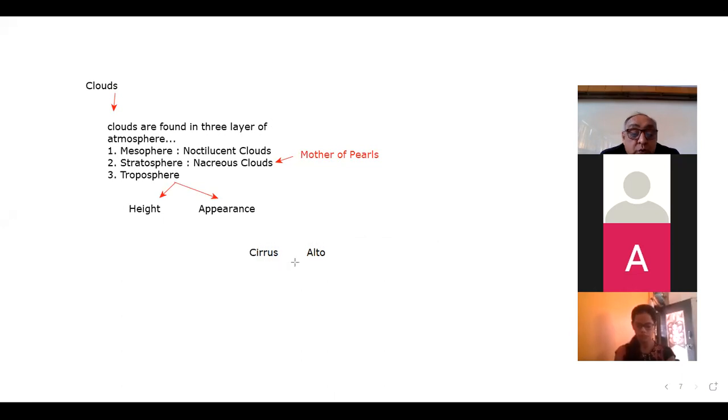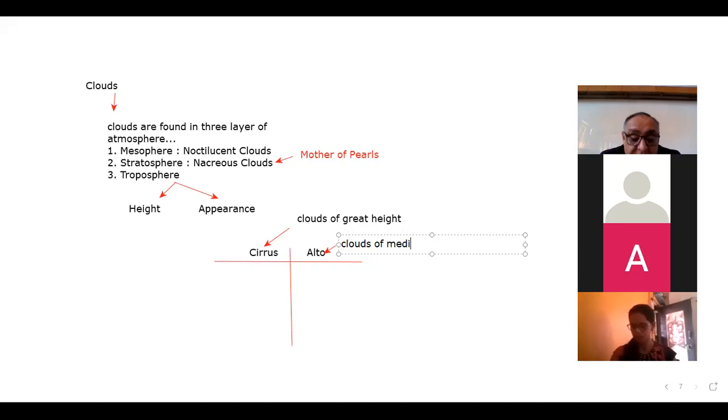So beta, there are two categories on the basis of height, right? One category is clouds which exist at a very great height, which exist very high, right? And the second type of clouds, the alto, are of medium height, right? Okay, so clouds of great height and clouds of medium height. These are the two types of clouds. The clouds of medium height are called the alto clouds. So these are the two categories, right?